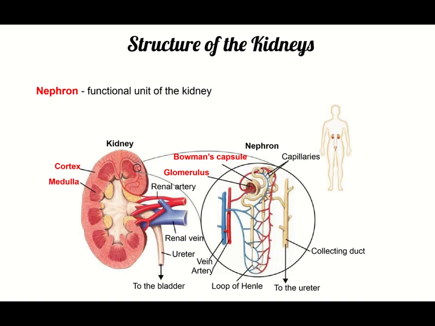The functional unit of the kidney is the nephron. Nephrons are essential in homeostasis because they regulate electrolytes, they maintain your pH balance, and they regulate your blood pressure by maintaining a salt and water balance.